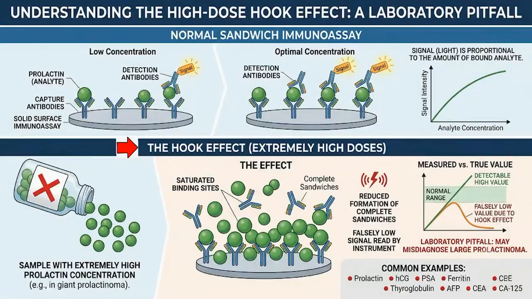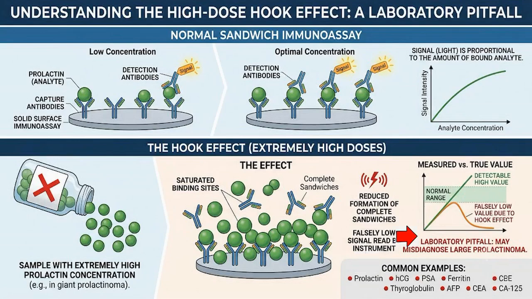Hook effect. The hook effect, also called the high-dose hook effect or prozone hook effect, is not unique to prolactin. It can occur with many two-site sandwich immunoassays when the analyte concentration is extremely high. Classic exam examples: prolactin, the most important; HCG; PSA; ferritin; thyroglobulin; AFP.